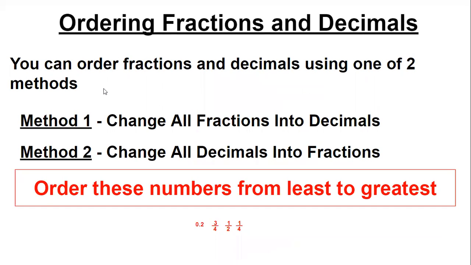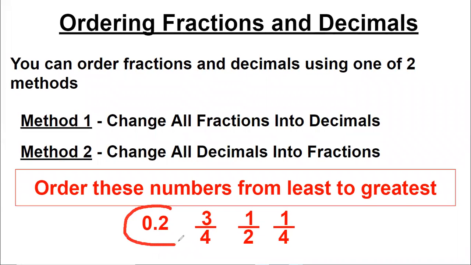Okay, we're going to order these numbers from least to greatest. There they are: 0.2 or 2/10, 3/4, 1/2, and 1/4. We're going to show both methods, but if you were looking at this, which method would require the least amount of work, do you think? Well, this is the only one that's the oddball out, isn't it? The other ones are already fractions. So I could change just this decimal into a fraction and use method 2 and only have to do one number. But because I want to show you both methods, I am going to do both. So let's move on.